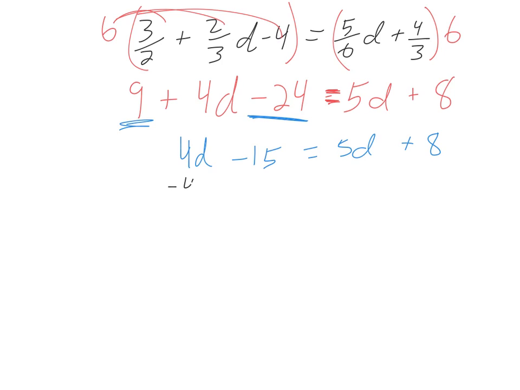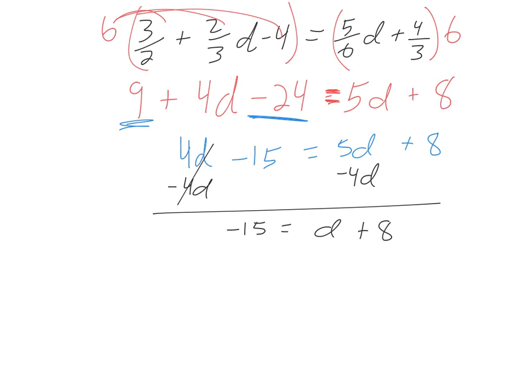Alright, from here I'm going to subtract 4d. They cancel. I'm left with negative 15 equals d. 5d minus 4d is 1d, or just d, plus 8. And then finally I'm going to subtract 8 from both sides. So d equals negative 23.